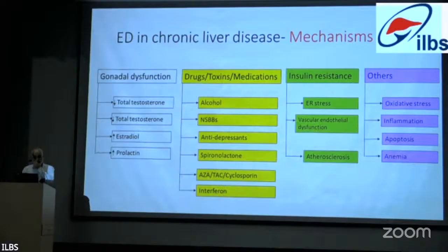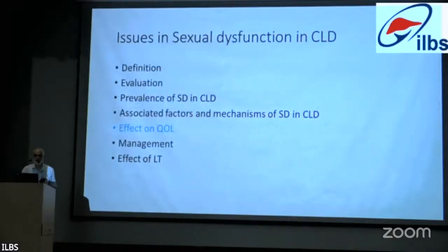Now, drugs and toxins. Alcohol, non-selective beta blockers commonly used in cirrhosis, spironolactone, immunosuppressants like azathioprine, tacrolimus. These are the drugs that are commonly associated with erectile dysfunction. Insulin resistance, ER stress, vascular endothelial dysfunction, arteriosclerosis, oxidative stress, inflammation, apoptosis, anemia can itself lead to erectile dysfunction. These are some of the correctable factors.